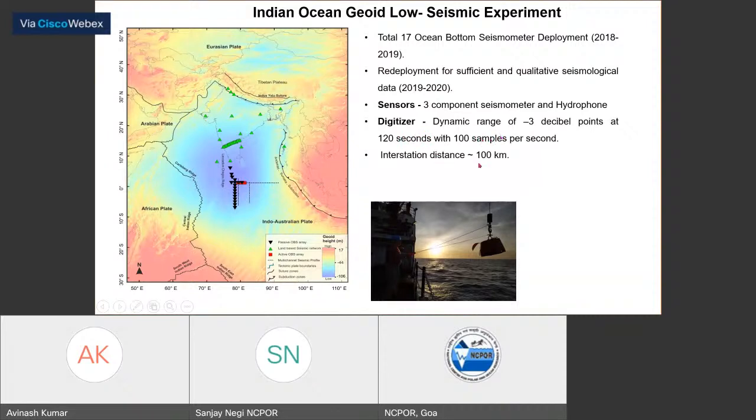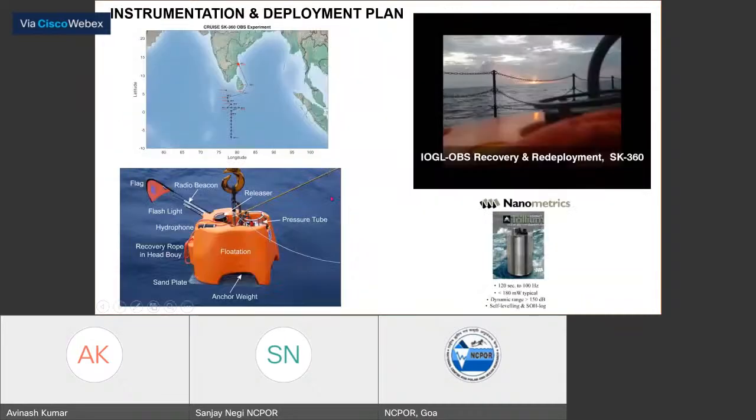The interstation distance has been kept at approximately 100 kilometers. Why is it so? Because we have to investigate the deeper parts, that's why the interstation distances are kept at a broader level. The instrumentation and deployment plan.